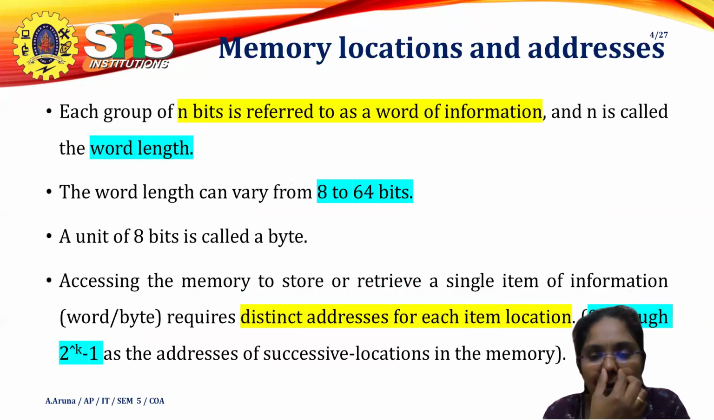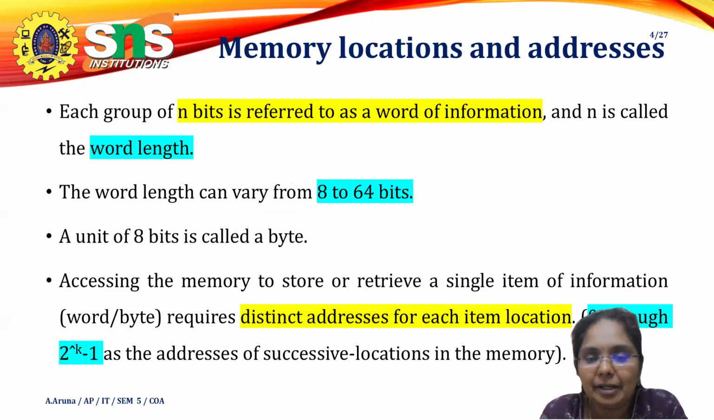Second thing is, what do we mean by memory location? Each group of n bits is referred to as a word of information, and that n is called the word length. Word length can vary from 8 to 64 bits. A unit of 8 bits we call a byte, and a unit of 4 bits we call a nibble. Two nibbles make a byte.